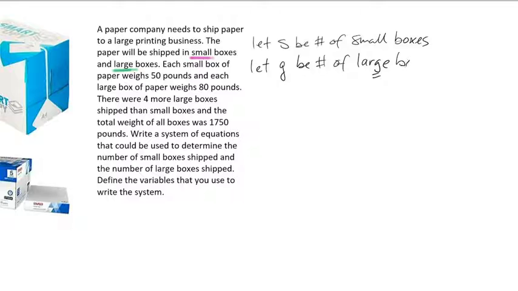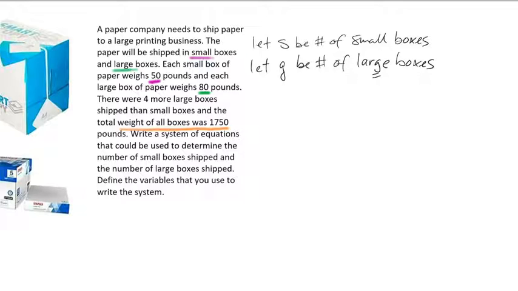That's why I picked that. And this problem says that each of the small boxes weighs 50 pounds and each of the large boxes weighs 80 pounds. So I've got a weight associated with each of those. The large boxes are 80 pounds. The small boxes are 50 pounds. And the other thing it says, I'll highlight this in orange, is the weight of all the boxes was 1,750 pounds.